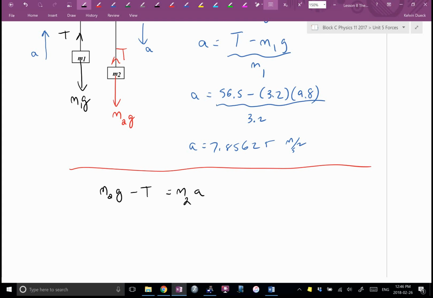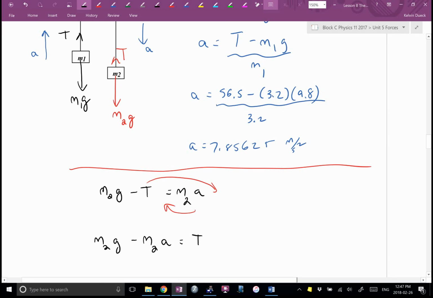You know what? Let's get the M2s to the same side. So I'm going to plus the tension there and minus the M2A. I'm going to do the swappy dance. When I do that, Tim, I get M2G minus M2A equals tension.